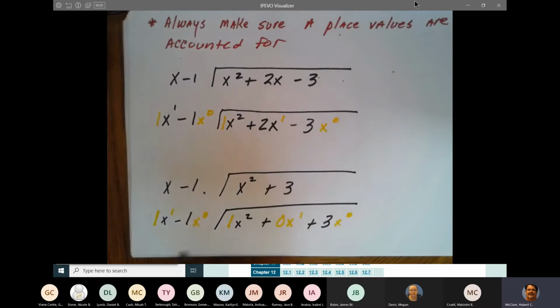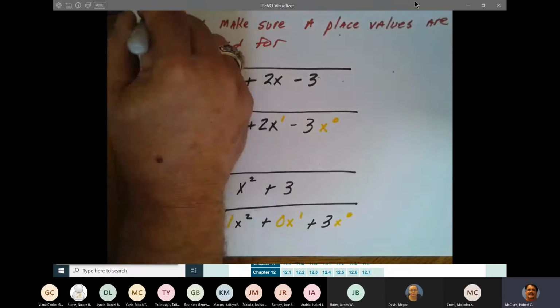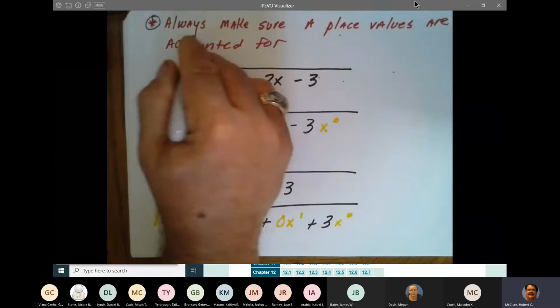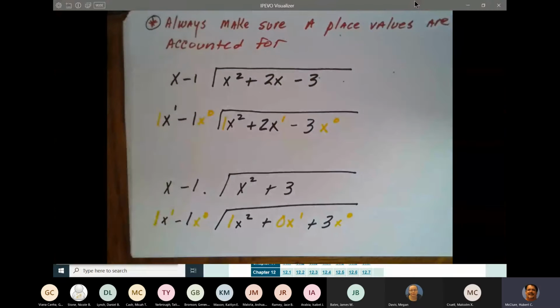Any question on that? Because this is the most important rule of long division. Every place value within the polynomial, descending from the highest degree, has to be accounted for.